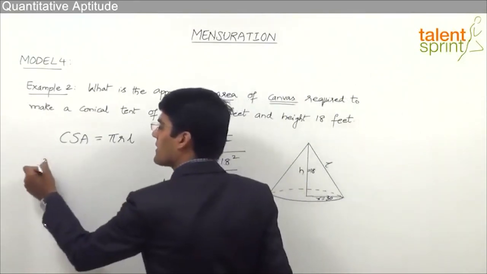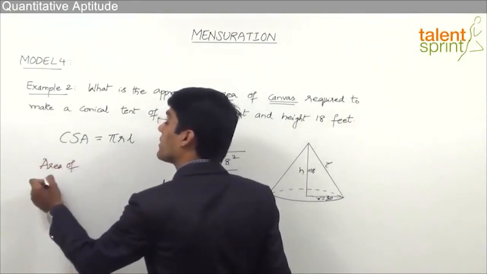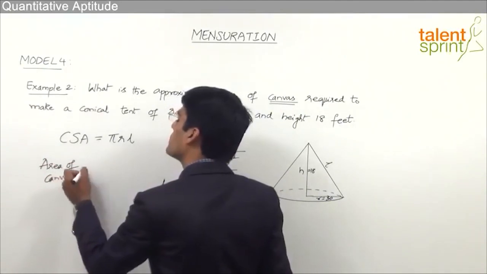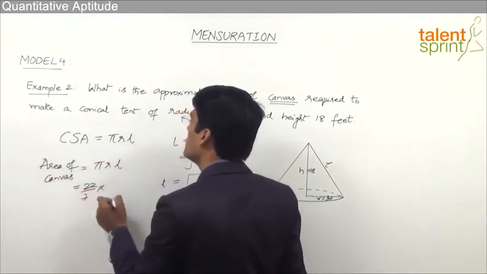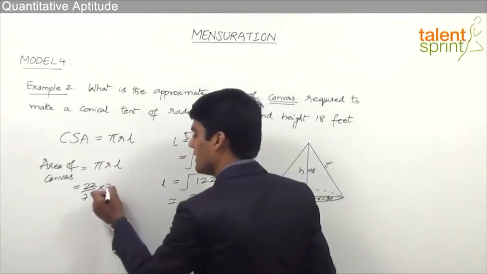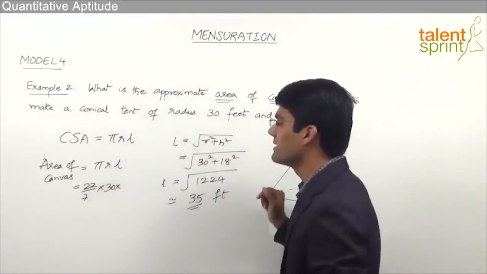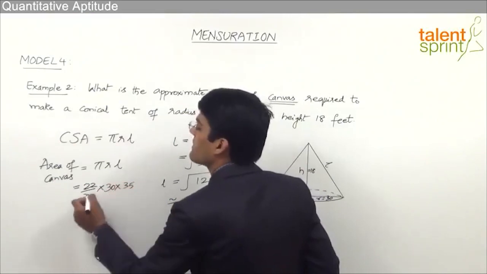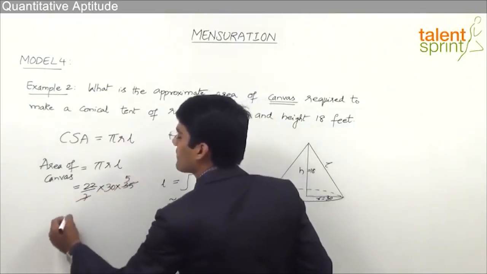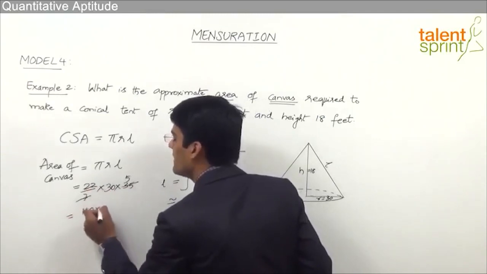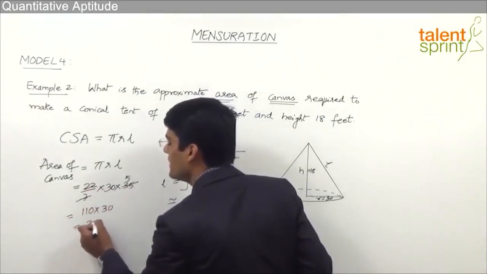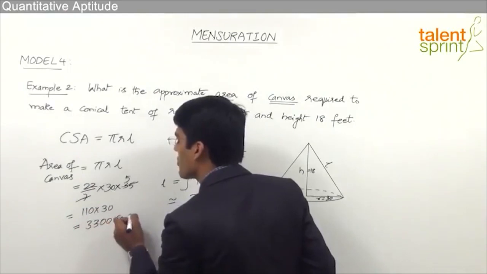So area of canvas or the area of canvas cloth will be equal to pi r L, which is 22 by 7 into radius is 30 feet and L that we have got here is 35. Now 7 here gets cancelled 5 times. So 5 into 22 is 110 into 30. So the answer here comes out to be 3300 square feet.